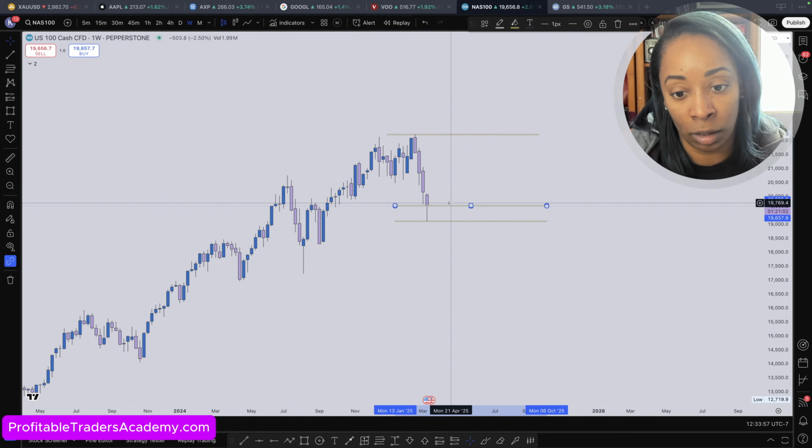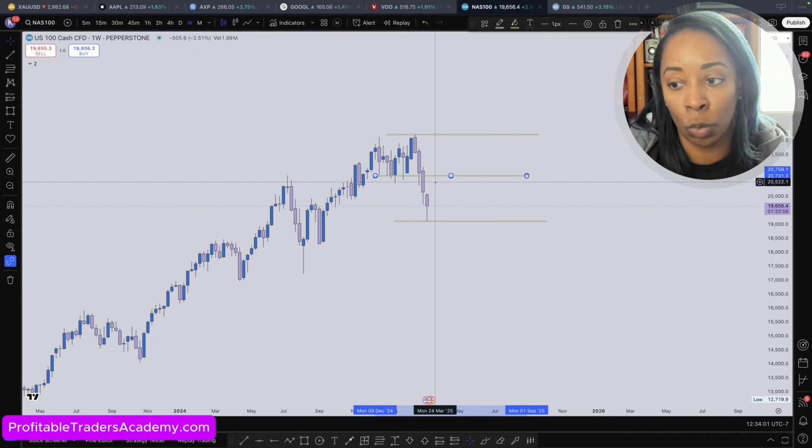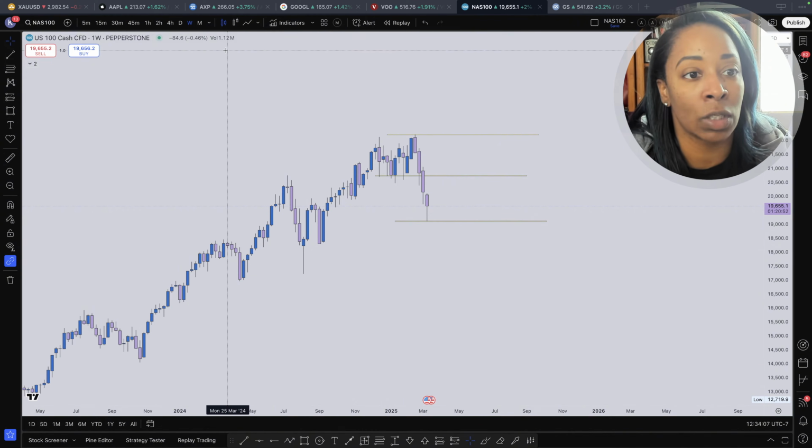So let me go ahead and clone this level again, and I do see a nice key level right here. We may make some adjustments. This is going to be at 20,745. So now let's move down to the daily time frame.